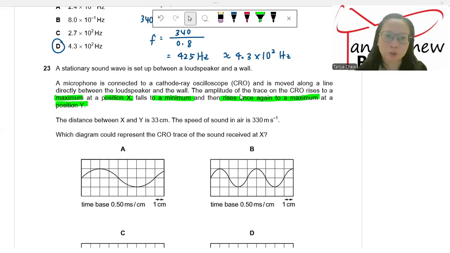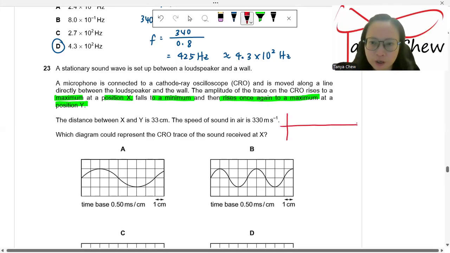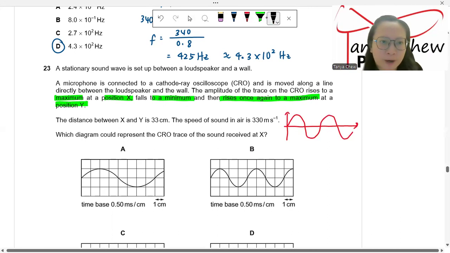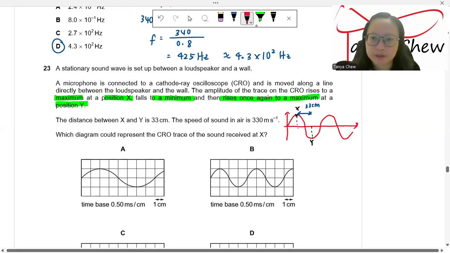Okay, so I'm going to draw out the wave first using the information given here. They told us this is a wave. The question did mention that it rises to a maximum value. I would say this is X, the maximum value, and then falls to a minimum and rises again to a maximum value, which is Y here. So the distance between X and Y is 33 cm, right? So when they say distance, the x-axis must be distance.